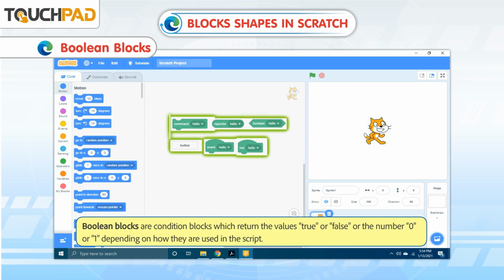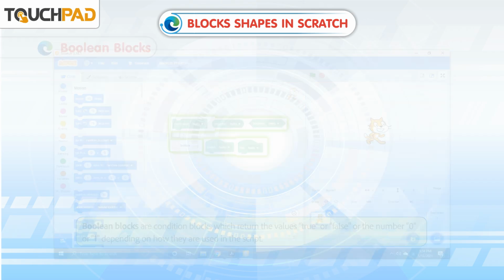Boolean blocks. Boolean blocks are condition blocks which return the values true or false, or the number 0 or 1, depending on how they are used in the script.